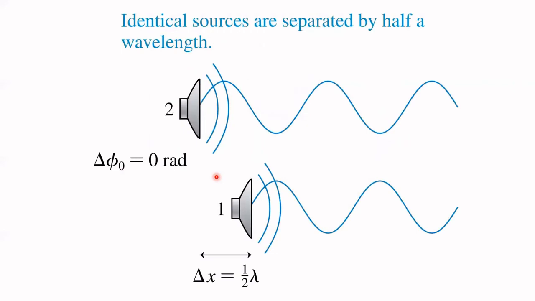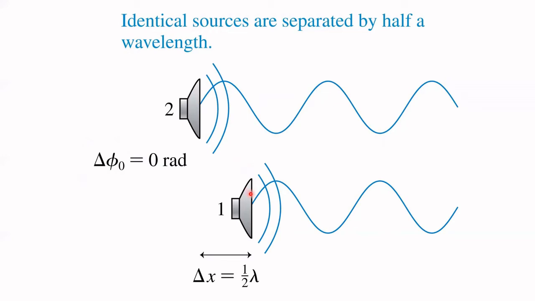Okay. Identical sources. Have I introduced this term yet? Identical sources just means that they have the same phase constant. When you see this, inherent phase difference equals 0, that means identical sources. So when they say identical, they're not talking about, both of these speakers came from the same manufacturer and they have the same power rating. It has nothing to do with the physical characteristics of the speaker. It means that they're oscillating together in time. There's no inherent phase difference.